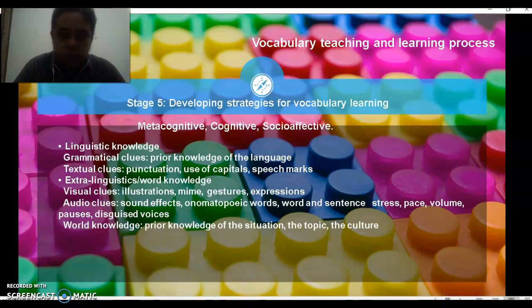Extra-linguistic or world knowledge. Visual clues, illustrations, mime, gestures, or expressions. Audio clues, sound effects, onomatopoeic words, word and sentence stress, pace, volume, and so on. The last, world knowledge, prior knowledge of the situation or about the topic and the culture.